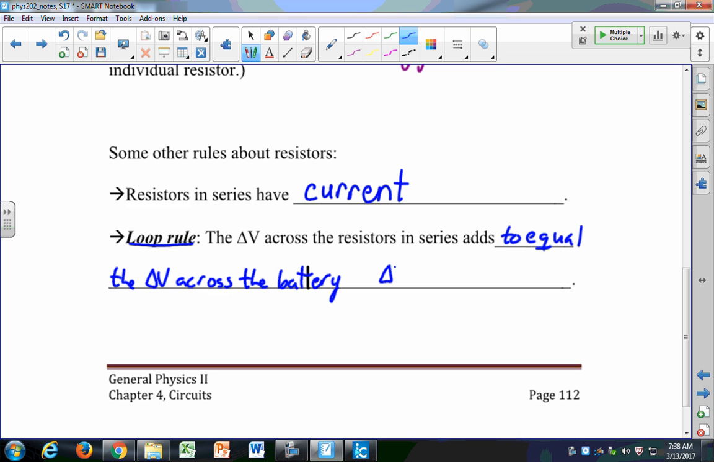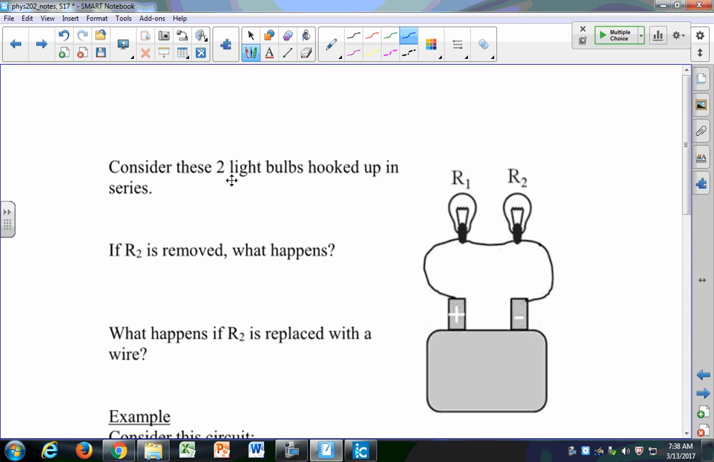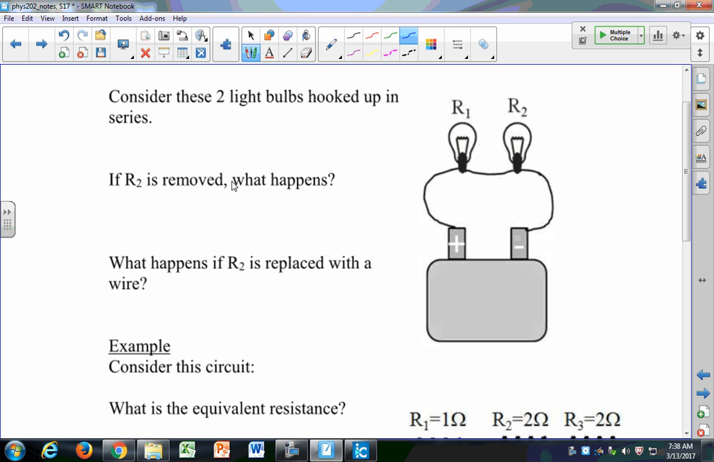Or as we wrote up top, delta V is equal to V1 plus V2 plus whatever other resistors I have. So let's look at these two light bulbs. If I remove R2, what's going to happen? I have these two light bulbs in series. If I take one of them out, what's going to happen to the circuit? Right, you'll break the circuit. I'm sorry, what did you say, Emma? You're right, so the other light bulb will go out.